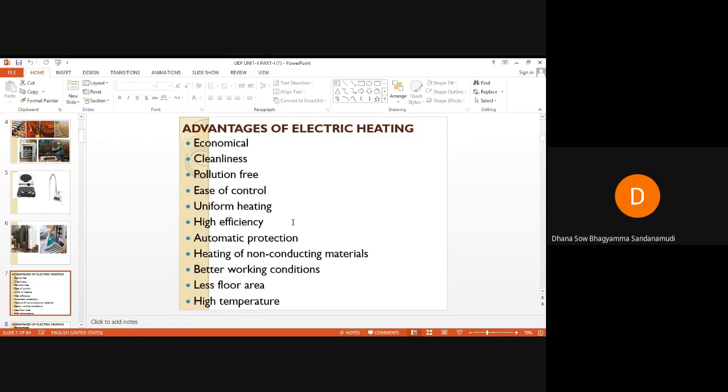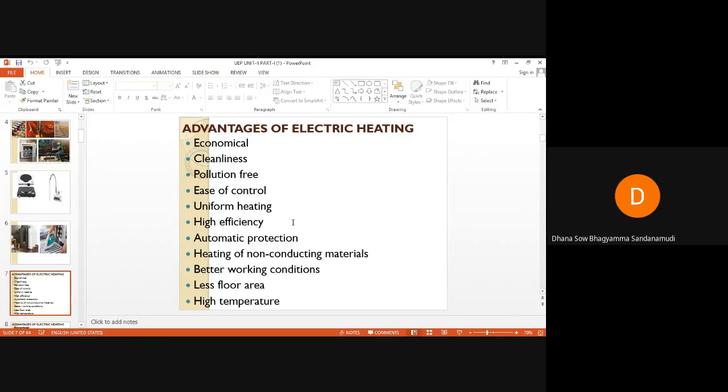Next is high temperature. The purpose of electric heating is that we want to raise the temperature for a particular purpose depending on the requirement. So as high a temperature as possible can be reached. High temperature can be obtained by electric heating, limited only by the ability of the material to withstand it. If I want to melt a certain material, we might be knowing the melting point of that material.